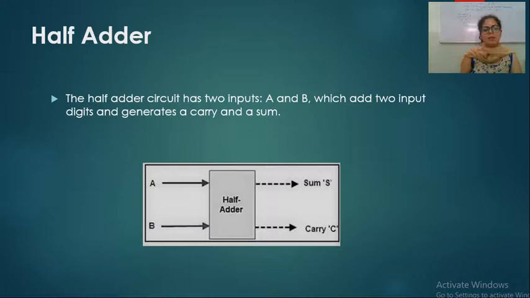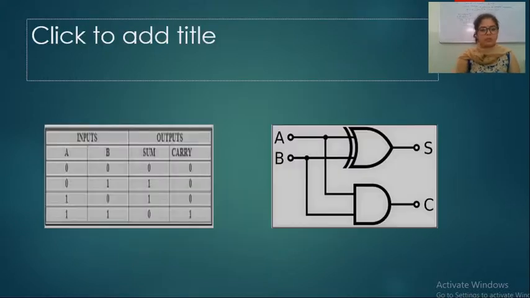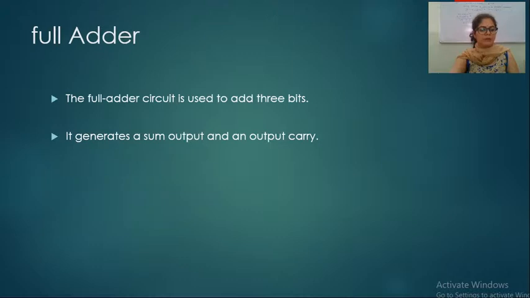Half adder is a circuit which is used to perform addition of two inputs A and B, which adds two input digits and generates carry. Look at the diagram, there are two inputs A and B and the outputs are sum and carry. So you will get two outputs, sum and carry. This is the truth table of half adder and this is the symbol of half adder. Again, this part is covered in your practical session, so you can also check that video.